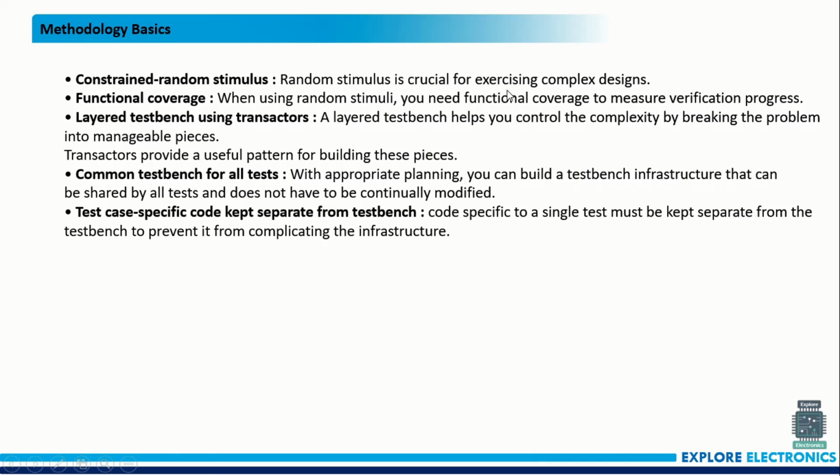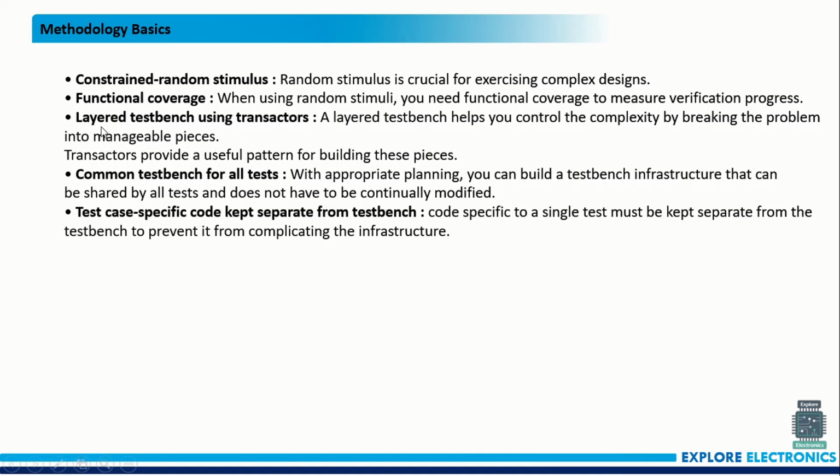This random stimulus is critical for exercising complex designs, and then we need to have a functional coverage model. When we are using random stimulus, the random values may cover only some portion of the code. So functional coverage tells us what other random values we need to generate for the verification of the complete DUT.